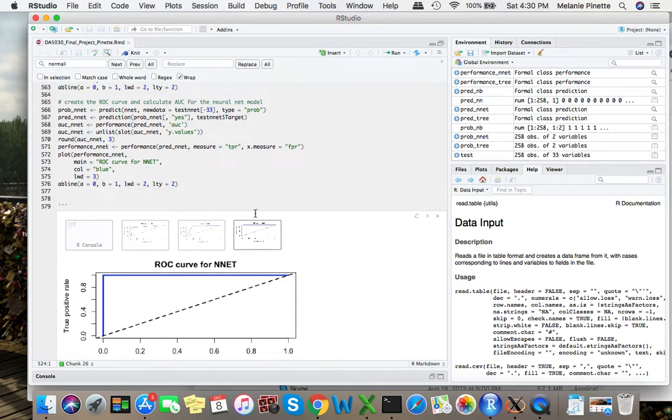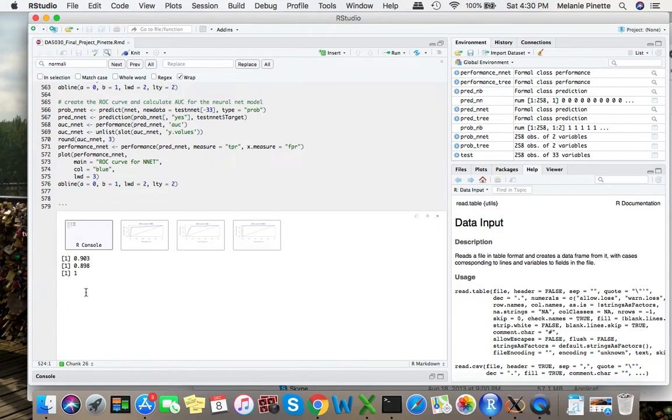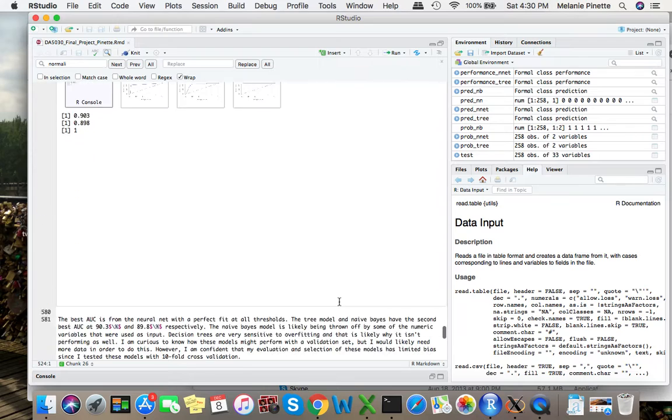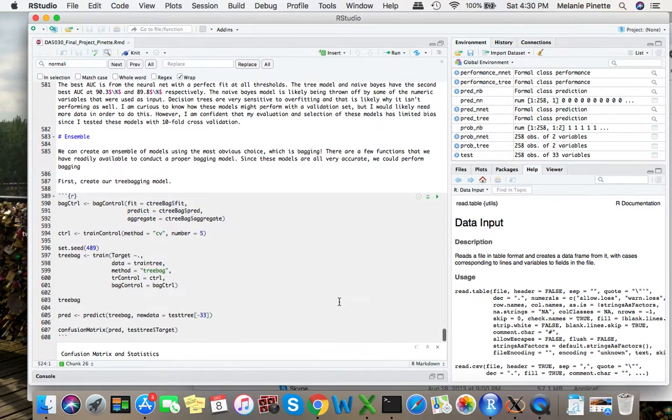we see that the neural net has perfect prediction. The naive Bayes is alright at predicting the endpoint, and the tree model is a little bit better than naive Bayes, and that is reflected in the ROCs as well. Naive Bayes at 89.8% AUC, and 90.3 for the tree model, and 100% for the neural net.